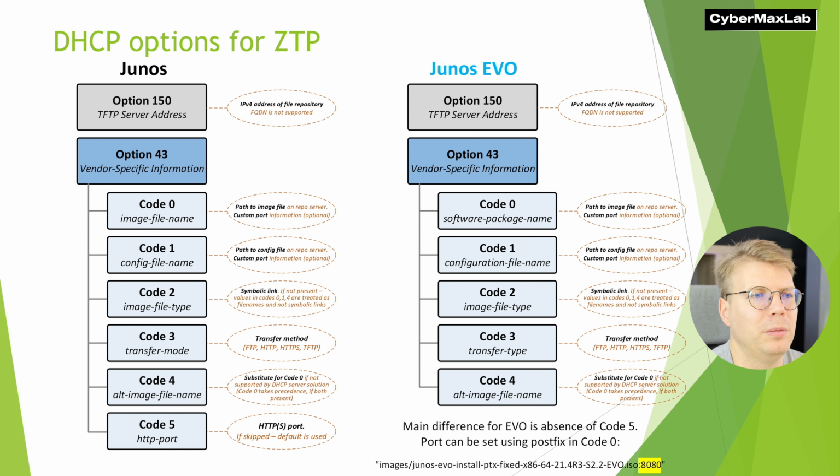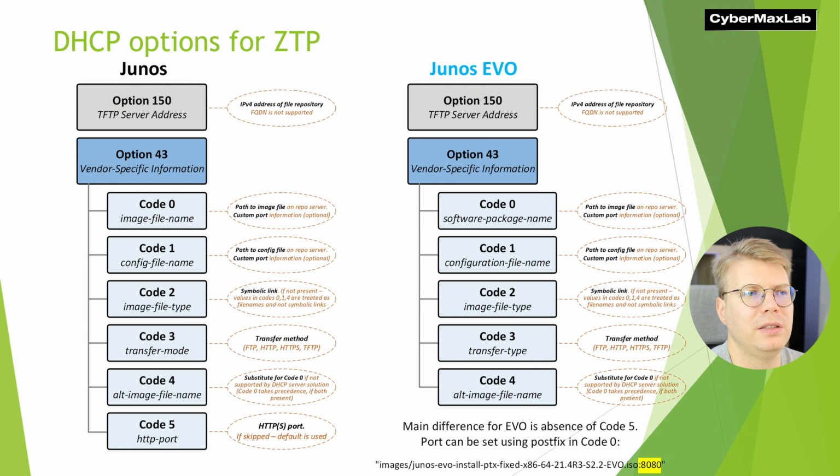In my example, a few years back, I was testing, and the Kea DHCP did not support code 0 back then. I needed to use code 4 instead. Today, based on my current testing, code 0 is supported for option 43 in Kea, so it's better to use code 0 and just omit code 4. If you use code 0 and code 4 at the same time, code 0 takes precedence. Code 5, HTTP port. This is the HTTP or HTTPS port, where you can again provide a custom port to the device, which it should use to download.